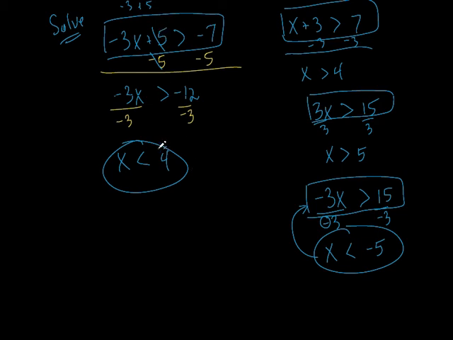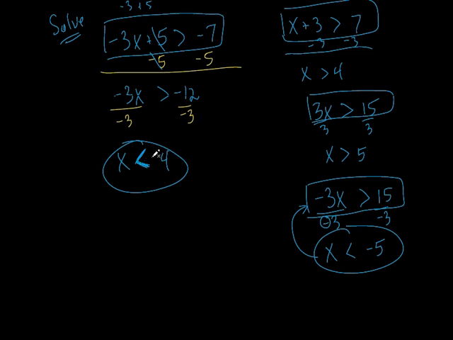What if I picked 4 itself? Negative 3 times 4 is what? Negative 12. Negative 12 plus 5 is negative 7. Is negative 7 greater than negative 7? No, it's not. So I can't even pick 4, can I? I can only pick numbers that are less than 4. Not or equal to.